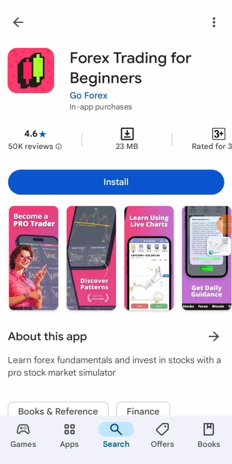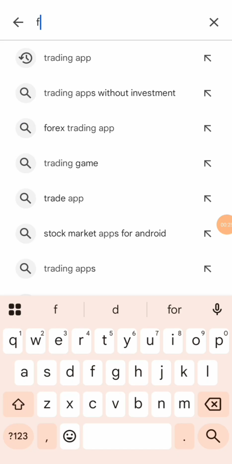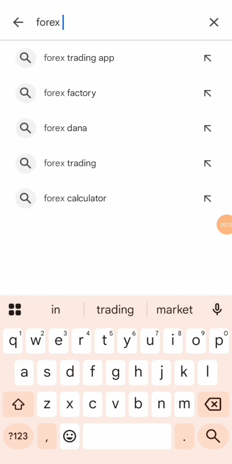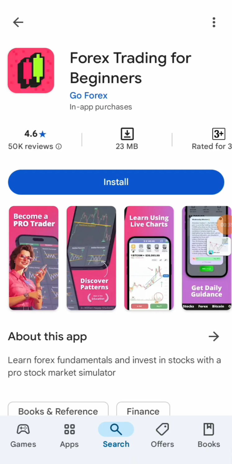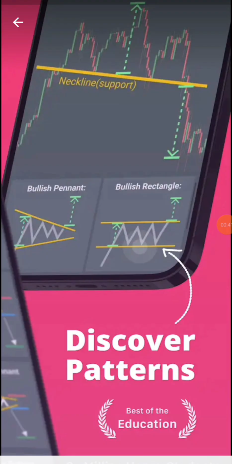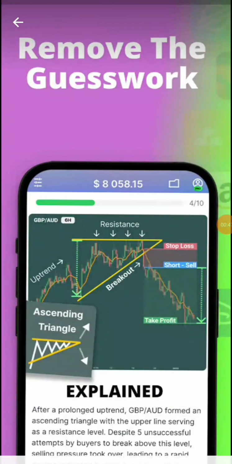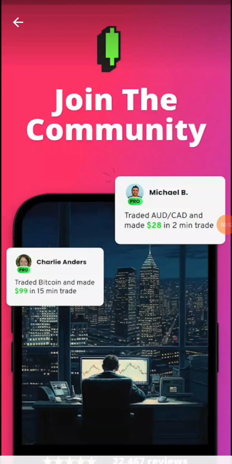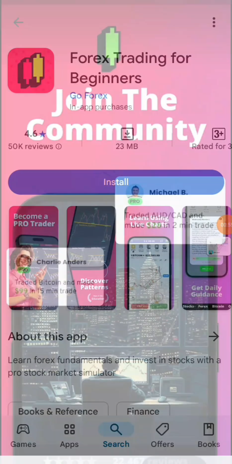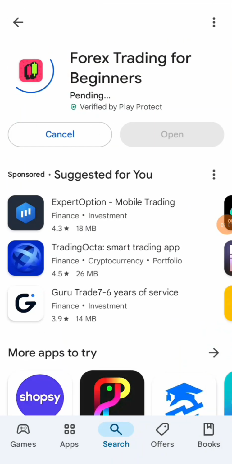A 23 MB app. Discover patterns. Learn using live charts. Get daily guidelines. Remove the guesswork. Peek inside pro traders. Join the community. Install this app.